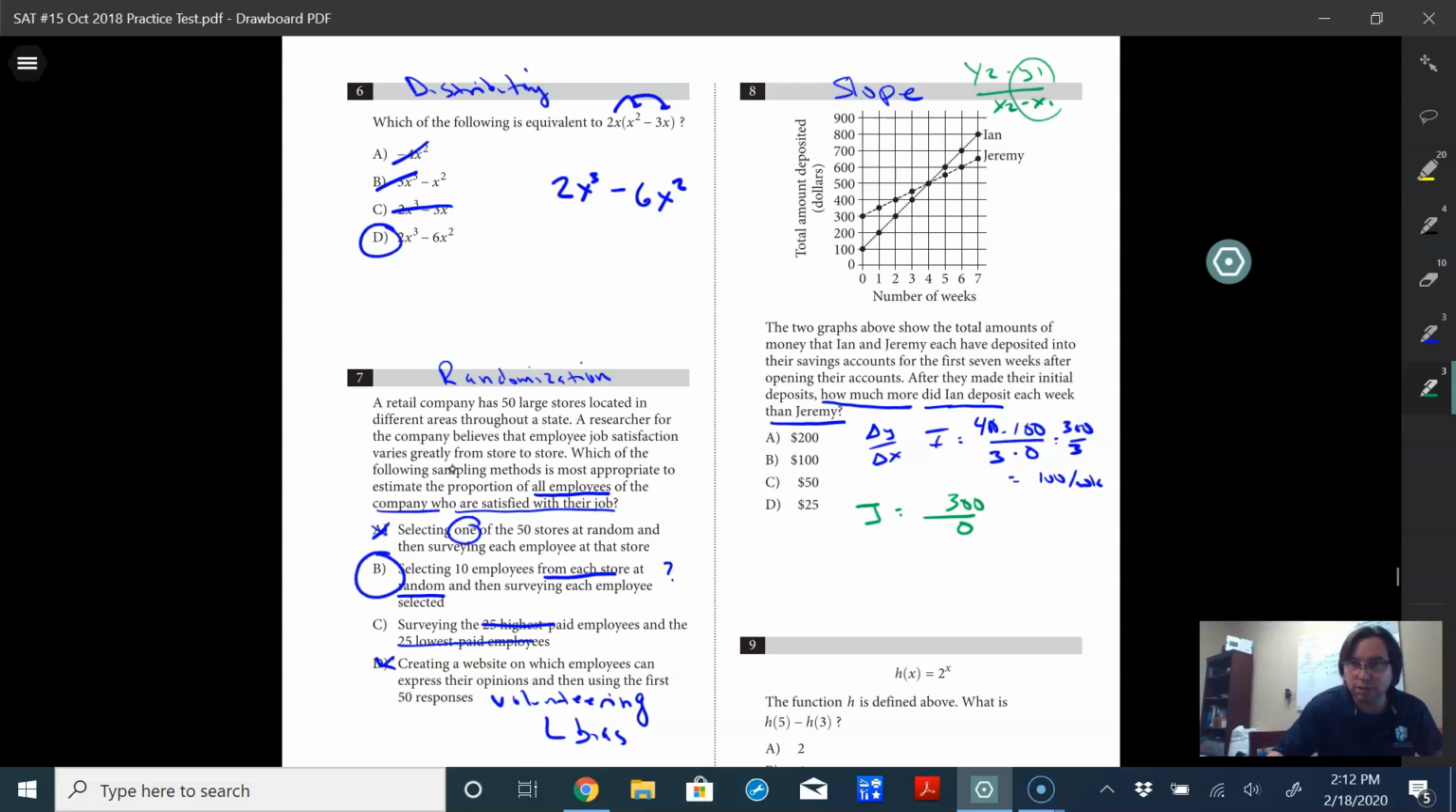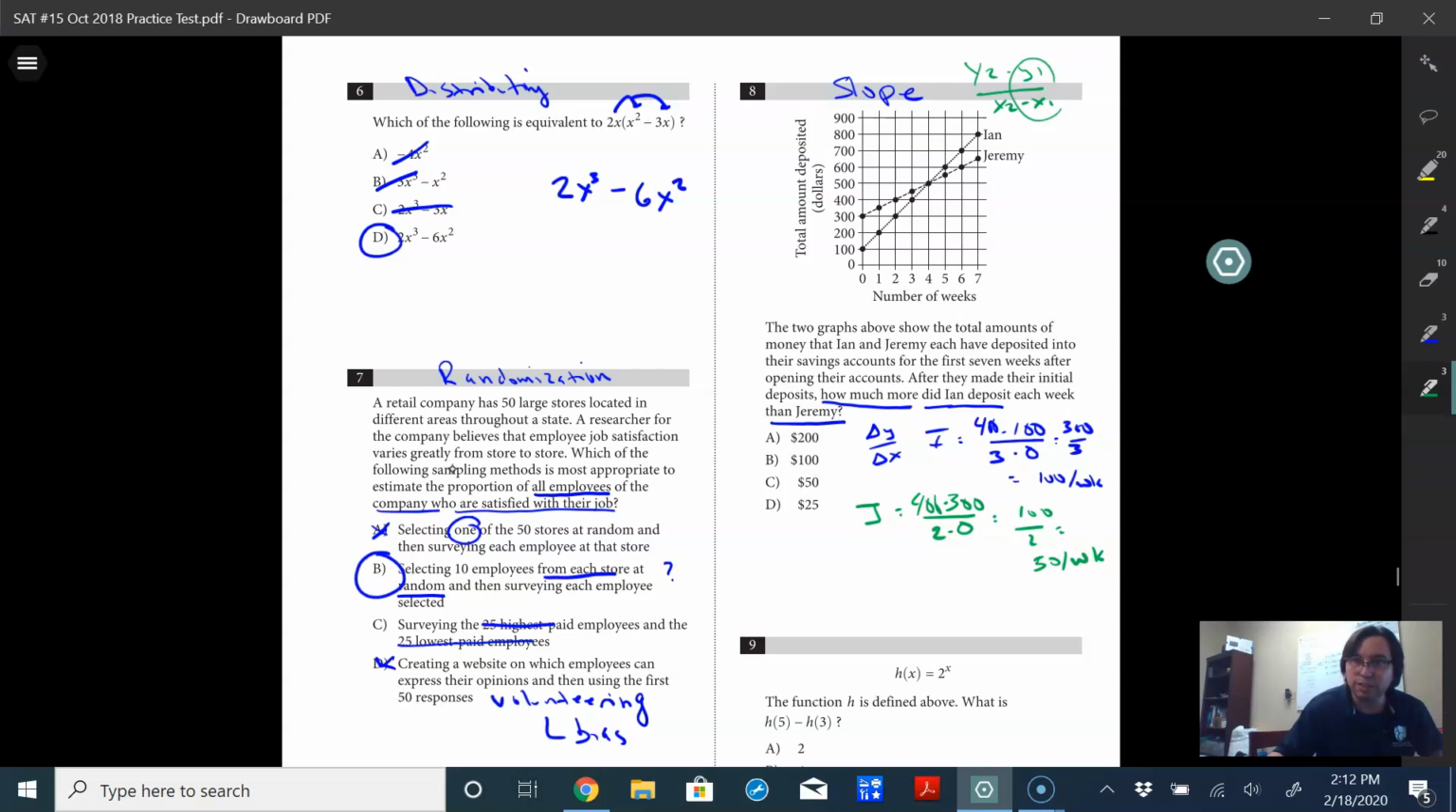Let's get another clean point. So we got a clean point here, and it looks like 2 and 400. So now I'm going to get 100 over 2, which gives me a value of 50 per week. And so Ian is collecting money at 100 per week.